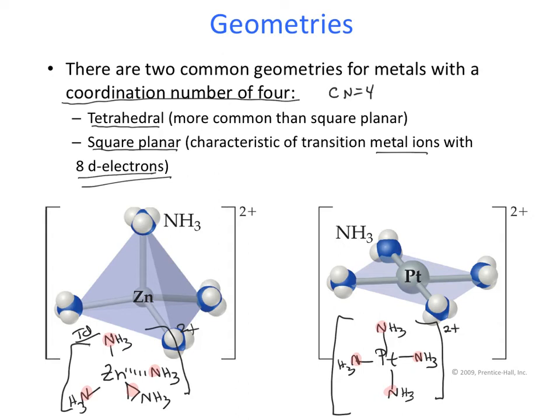So again, coordination number of 4, tetrahedral or square planar. When are we square planar? We looked at this example on the previous slide: D8. Zinc 2 plus, based on the periodic table, is D10.